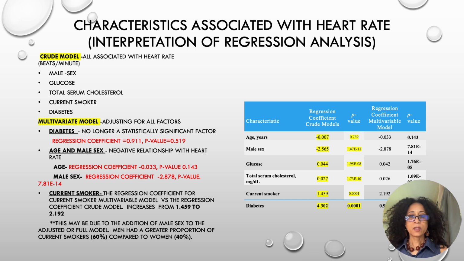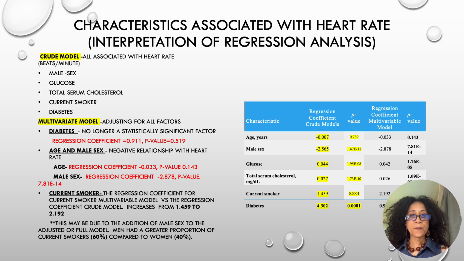Let's talk about characteristics associated with heart rate. I want to first discuss the distinction between the crude regression coefficient and the multivariable regression coefficient. The crude regression coefficient is unadjusted, so it represents the relationship between the independent variable and the outcome without accounting for any other potential confounding variables. And confounding, of course, we know means a confounding variable may modify the relationship between the exposure and the outcome. So again, the crude regression coefficient is not accounting for those confounding variables, as opposed to the multivariable regression coefficient, which is adjusted, so it provides a more accurate estimate of the relationship by adjusting for potential confounders.